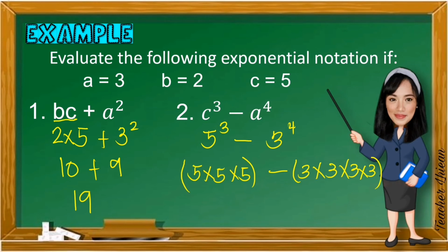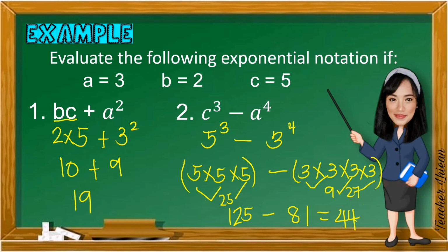So, let us simplify. 5 times 5 is 25. 25 times 5 is equal to 125. Minus 3 times 3 is equal to 9. 9 times 3 is equal to 27. And 27 times 3 is equal to 81. Now let us subtract. 125 minus 81 is equal to 44. So, the answer in C raised to the 3rd power minus A raised to the 4th power is 44.